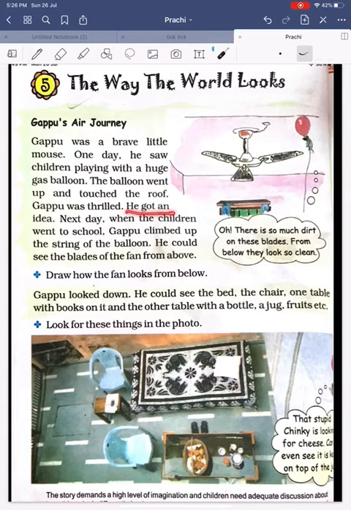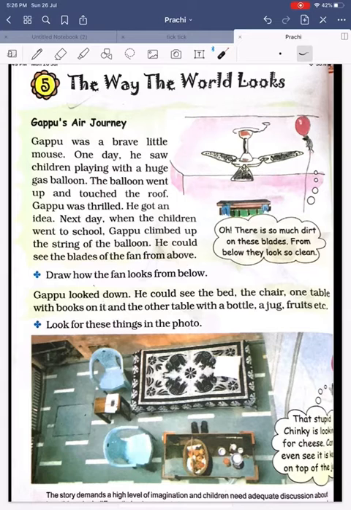He got an idea. Next day, when the children went to school, Gappu climbed up the string of the balloon. He could see the blades of the fan from above. See, this is Gappu and he is able to see the fan from above. ऊपर से देख रहा है fan को.